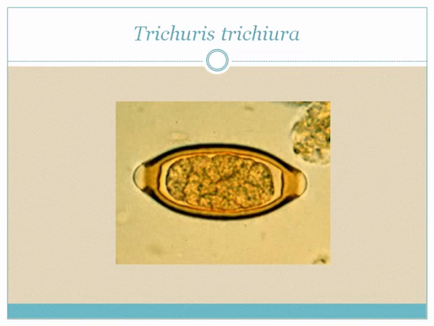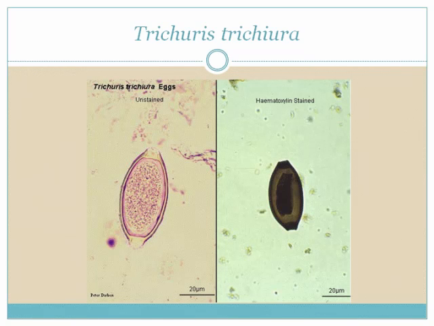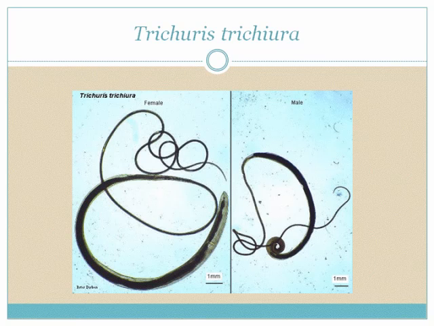Here's an egg of Trichuris trichiura. It's smooth-shelled, brown, kind of barrel or football shaped, and has mucus plugs at both ends. Here's another example of Trichuris trichiura. Here's the adult worm. You can see the female is a lot larger than the male worm, and the larvae are usually a pink to white color.